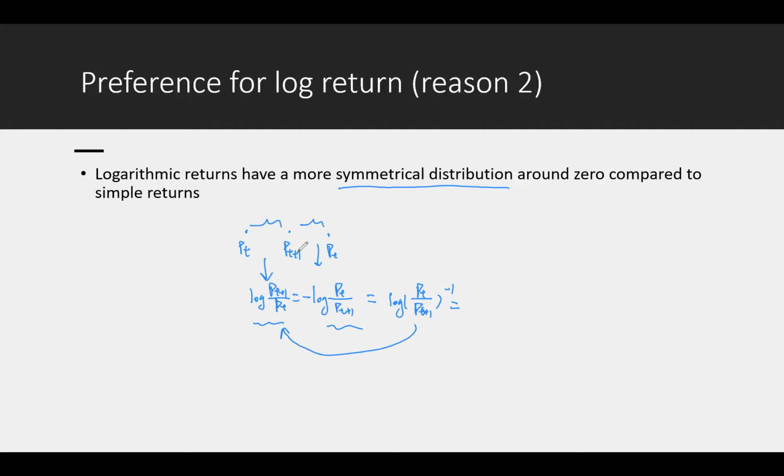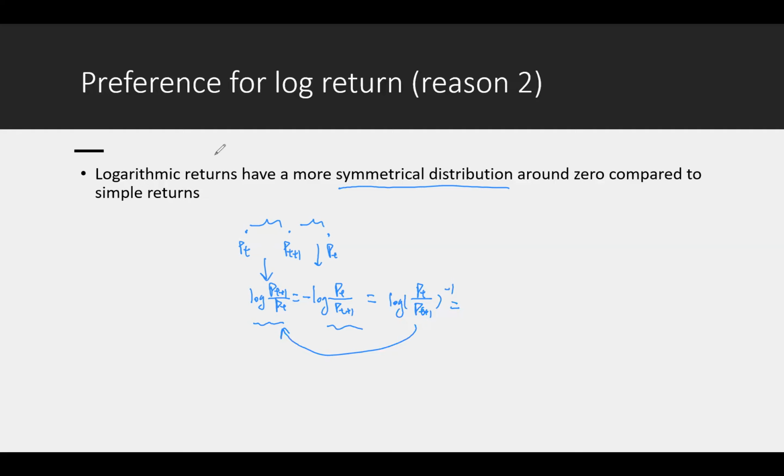So it's actually the same thing. That means if we were to use log return and the price goes up and goes down following this trajectory, then our log return will be exactly symmetric around 0. So the second period's return will be exactly the negative of the first period return, right? However, if we were to use the simple return, that's not the case.